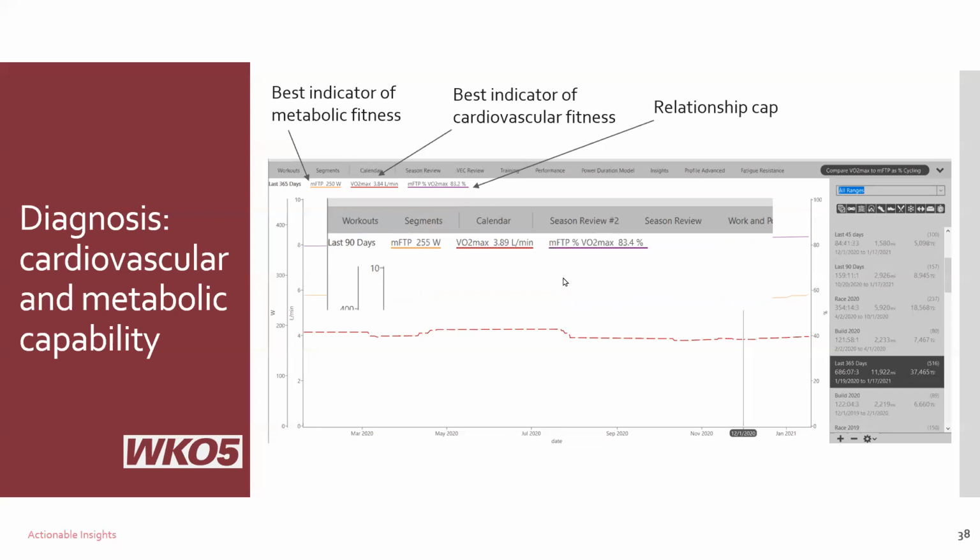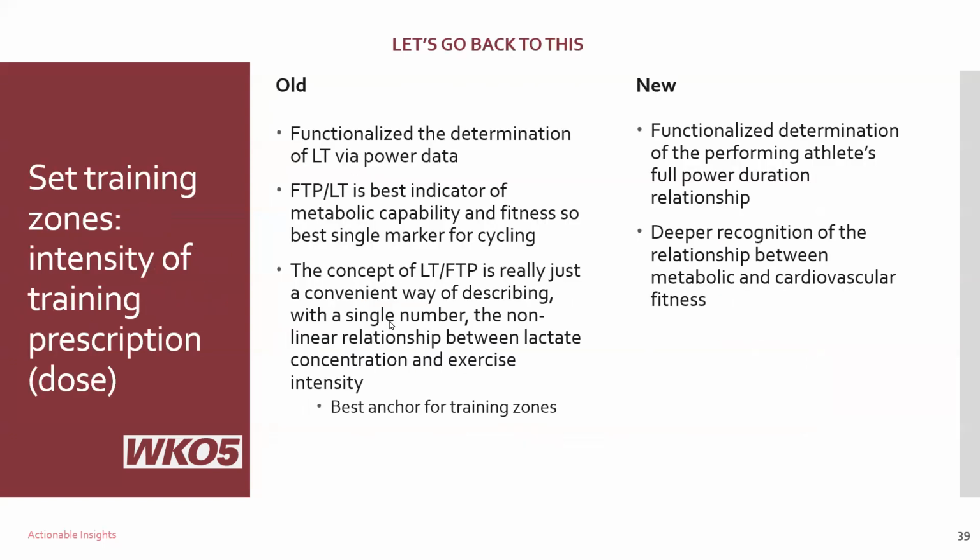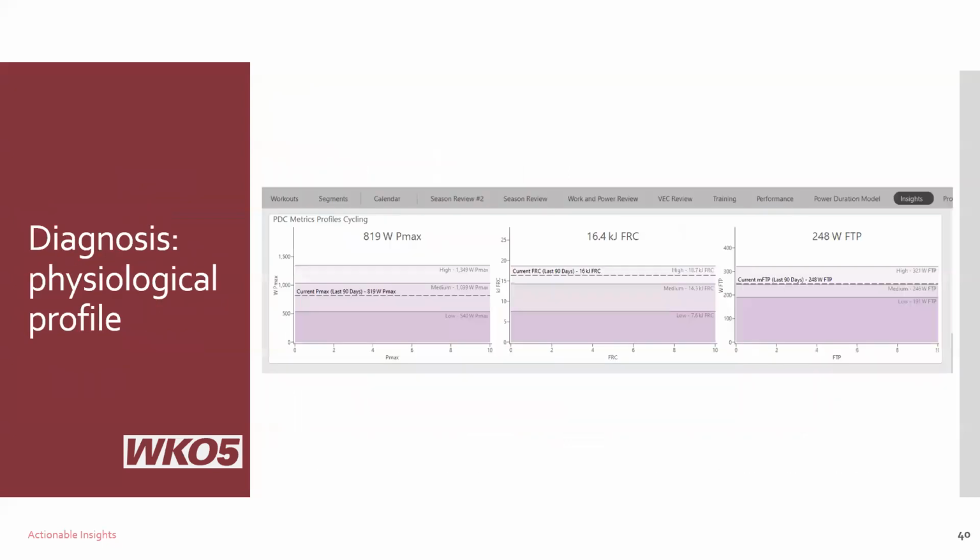That's just a blow up of that so you can see it. Remember, FTP, best indicator of metabolic performance, VO2 max, best of cardiovascular fitness, and here's the relationship cap. Excellent thing you should be measuring in performance. Don't forget why I just explained the VO2 max. Back to that slide.